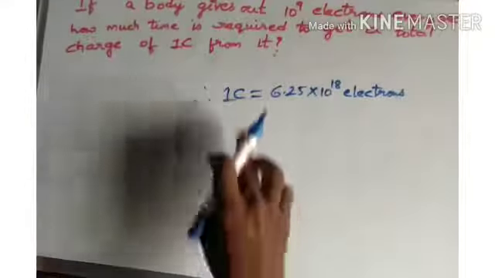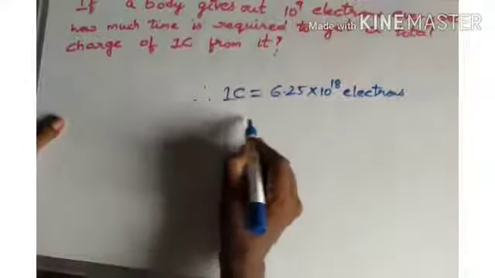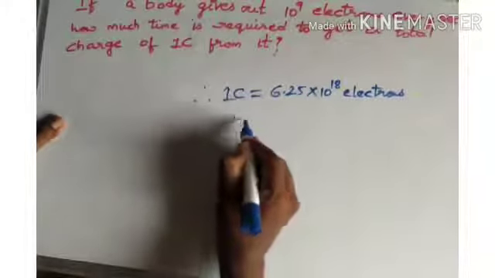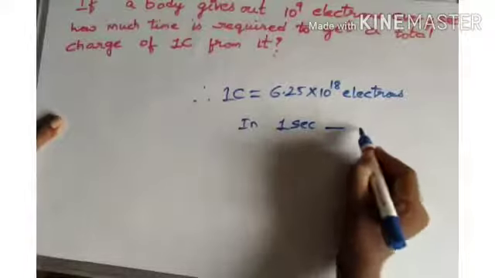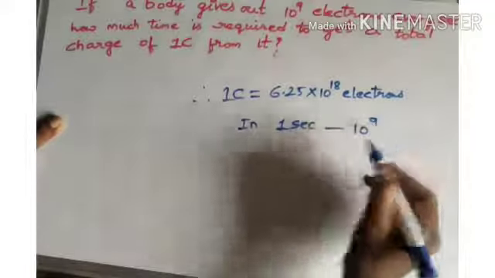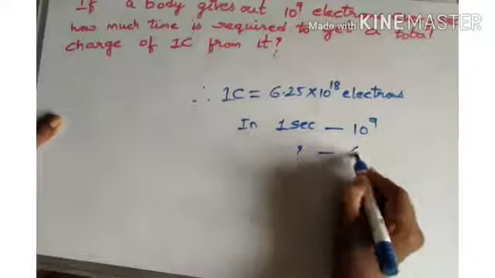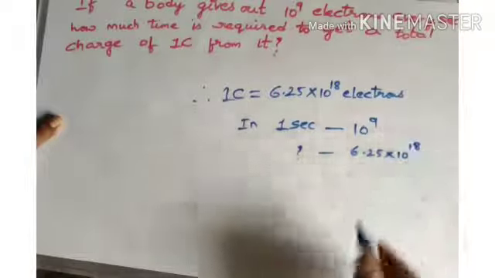Now coming back to this question. If a body gives out 10 power 9 electrons every second, how much time is required to get a total charge of 1 coulomb from it? Let's go with the problem. In 1 second, how many electrons is it giving out? It is giving out 10 to the power 9 electrons. How much time is required to take out 6.25 into 10 to the power 18 electrons?